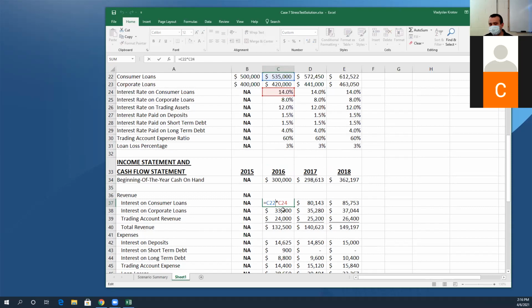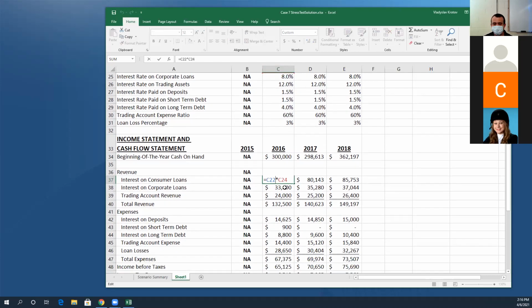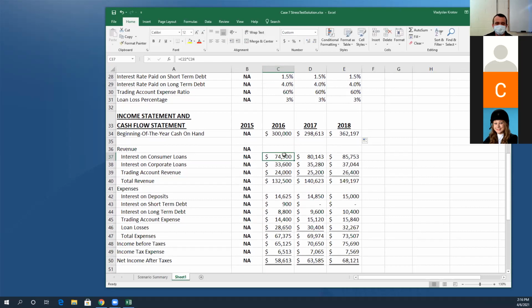Hey guys in Zoom, can you see formulas well or not? I can see them pretty well. You can see it well? Okay, good. So it's C22 times C24. So maybe I'll copy it here.